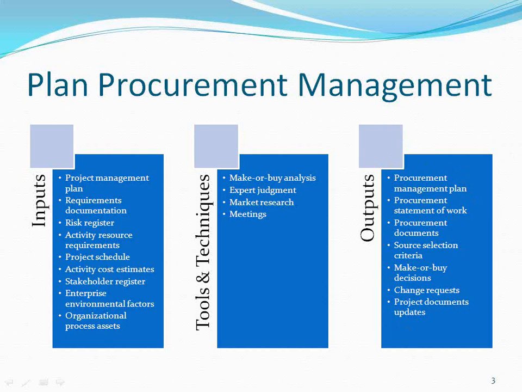So scope baseline contains project scope statement, WBS, and WBS dictionary, isn't it? These 3. Project scope statement contains project scope description, deliverables, acceptance criteria, assumptions, constraints, out of scope, isn't it? So this scope will be very much required for you to decide what to buy from outside, what to make internally, to plan your procurement.